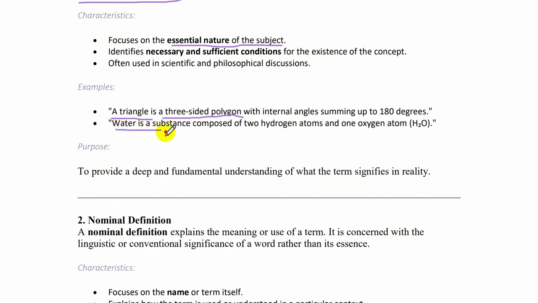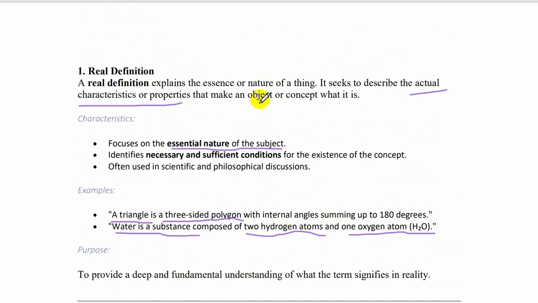Water. Water is a substance composed of two hydrogen atoms and one oxygen atom, H2O. So basically we are describing what water is, what its characteristics are, and when we describe something by its properties or characteristics, then that is a real definition of a thing. So a real definition explains the essence or nature of a thing.